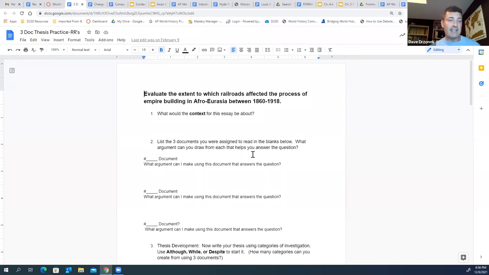So oftentimes I'll tell the kids, if you have three documents and they're entirely different, make sure that you are able to pull an argument from each one. And then once you pull an argument from each document, you can start categorizing and see what arguments kind of go together, and then make your thesis statement.